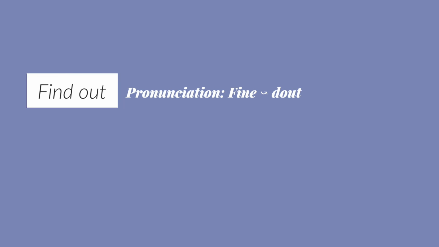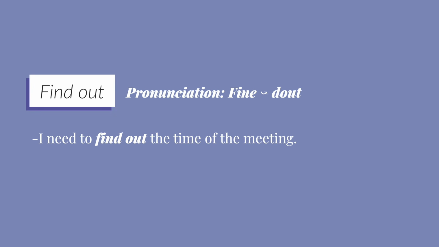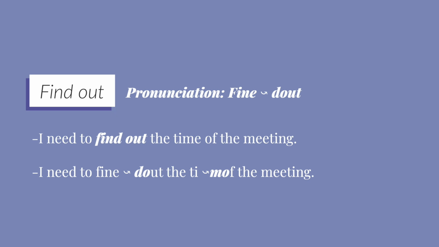Phrasal verb number 2, to find out, which means to discover a fact or piece of information. And the pronunciation is find out. Find out. As in, I need to find out the time of the meeting. I need to find out the time of the meeting. Do you notice that once again we have 2 examples of that linking? I need to find out the time of the meeting.